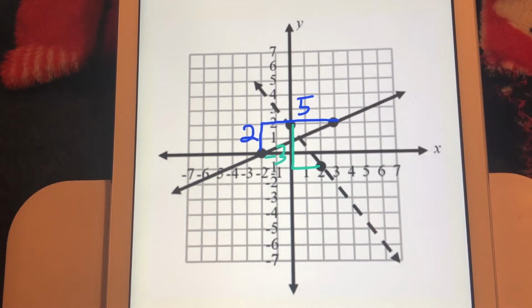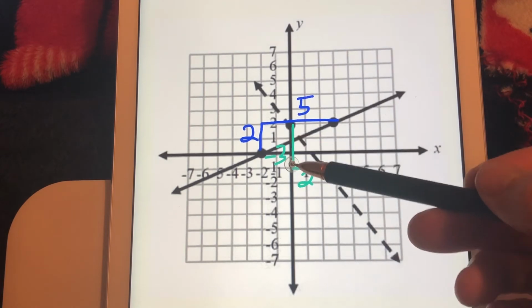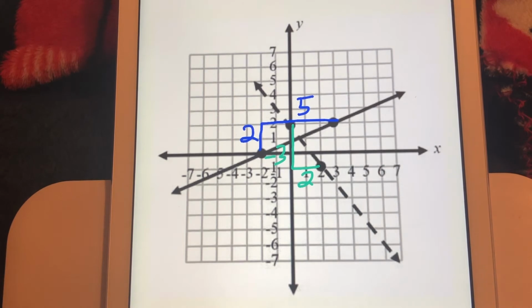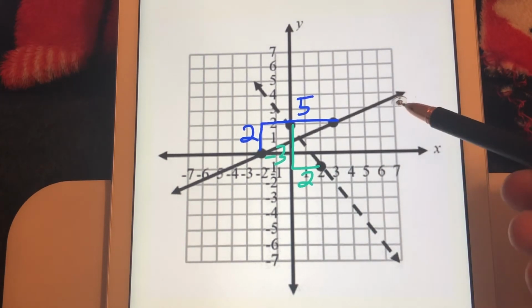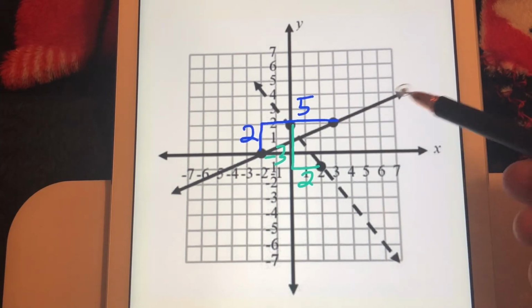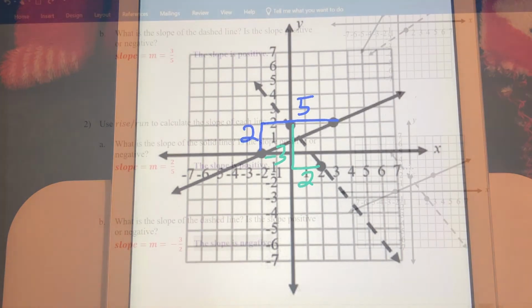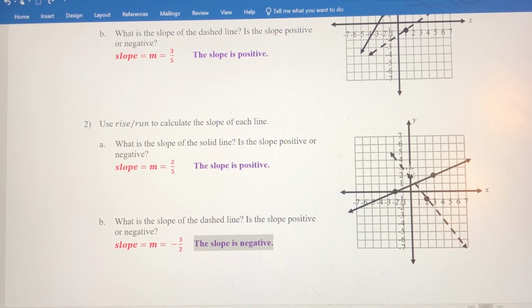So that rise is going to be -3 now. And the run is going to be +2. So using rise over run, the slope of this dashed line is going to be -3/2, or -1.5. Again, notice positive slopes go up from left to right. Negative slopes are going to go down from left to right. All right, so that's number 2. Let's move on to number 3.